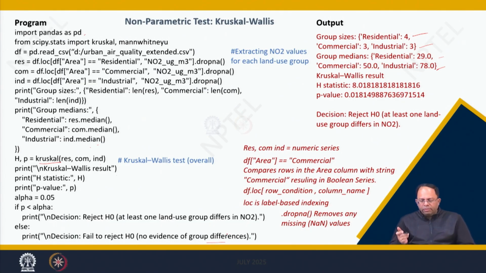So over here, dropna, as I was telling you, removes any missing values, and once we have done that, we calculate the median, and then we run the Kruskal-Wallis function. So here you can see the H statistic is coming as 8. The p-value is 0.01, which is significant. So we can reject the null hypothesis, and that means at least one land use group differs in NO2.